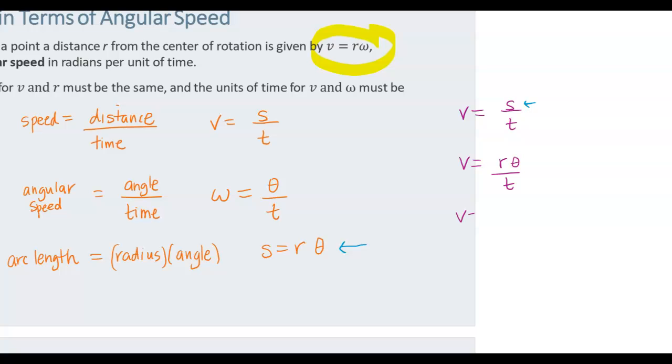Then what I'm going to do is separate these. I'm going to take the radius and put it up on its own and then have theta over T on its own, so that then I can go up here and make an exchange. So then I have that linear speed is equal to the radius times the angular speed. And again, this is just the derivation of how we take ideas that we know, combine them together to relate linear and angular speed.